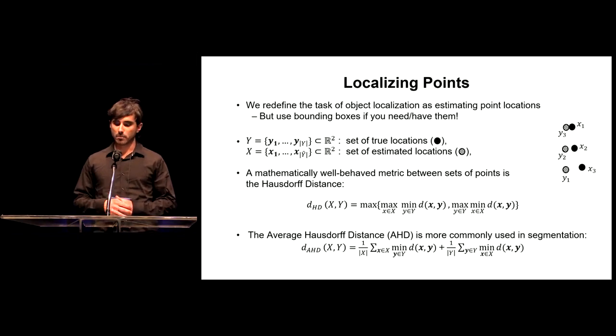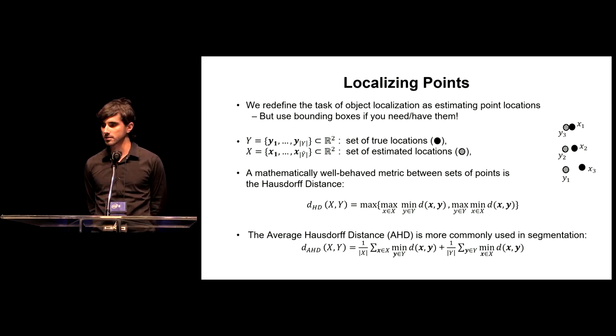We start off by measuring the similarity between these two sets of points using the Hausdorff distance. This metric has some nice mathematical properties, but it has the problem that it's very sensitive to outliers. And you can see an example on the right where the distance between these two sets of points is dominated by the worst case, the distance between y1 and x3.